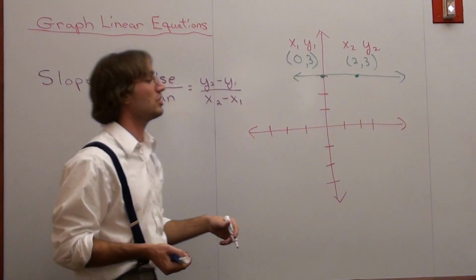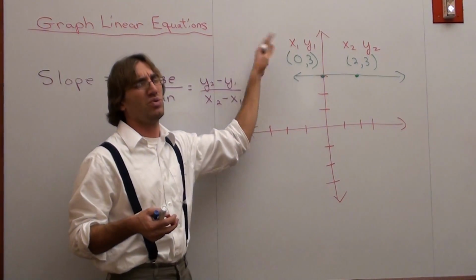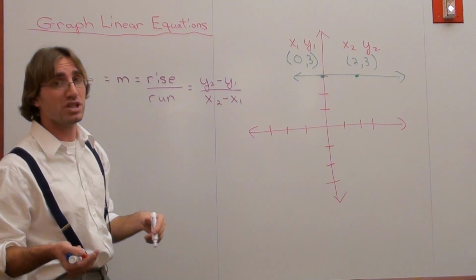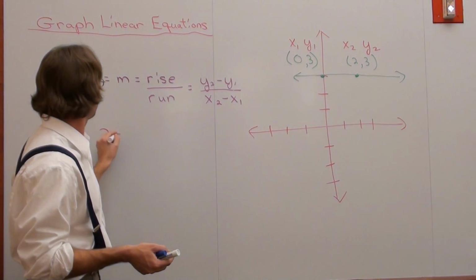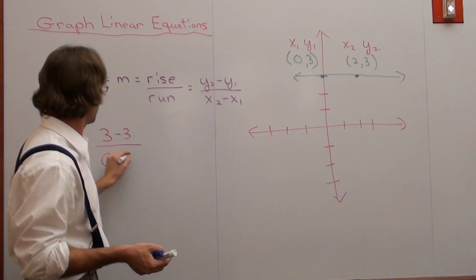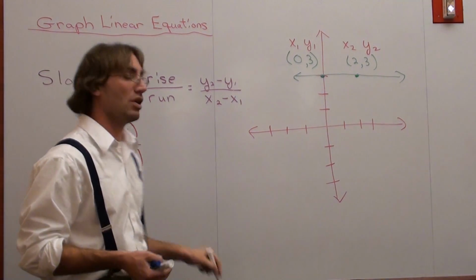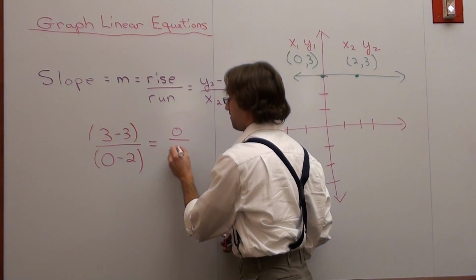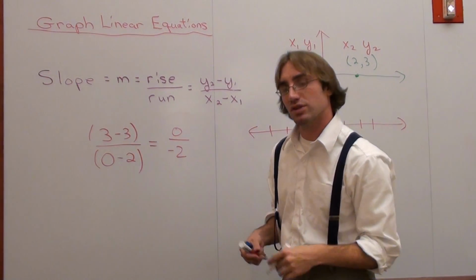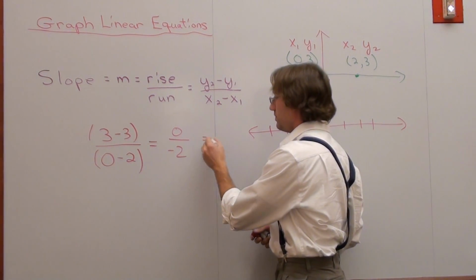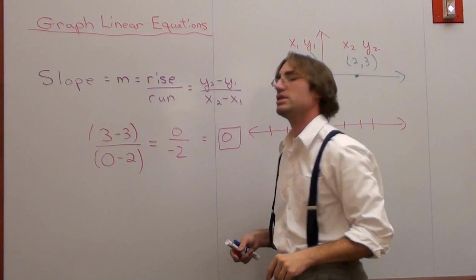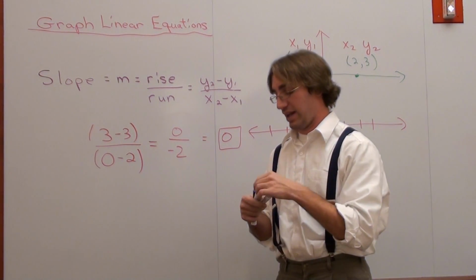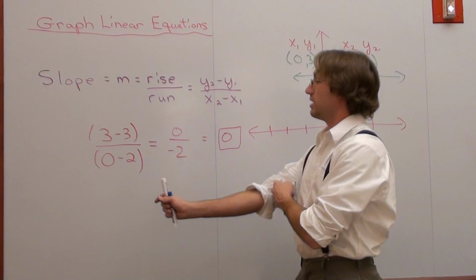I again label them. You know, the first coordinate I see is my x1, y1. My second coordinate I see is x2, y2. That's basically how it goes. I'm going to substitute it in. Notice I put parentheses around it. 0 over negative 2 is 0. That's your answer.